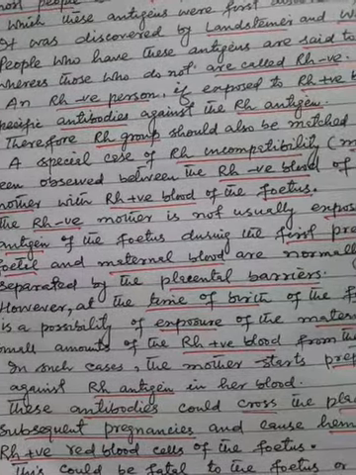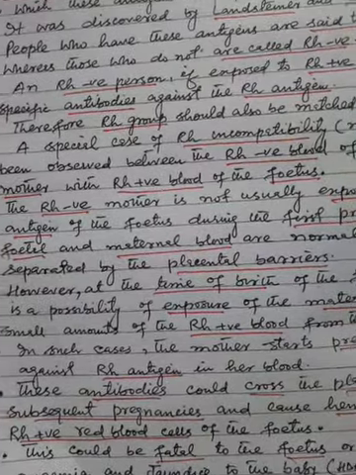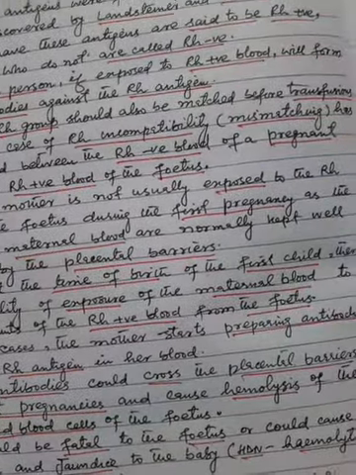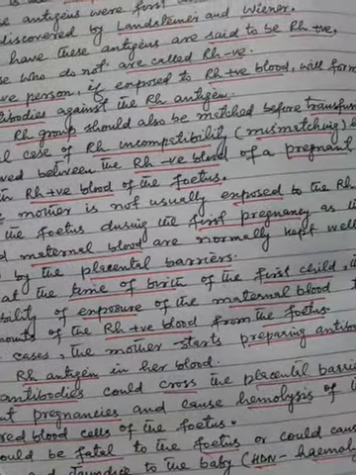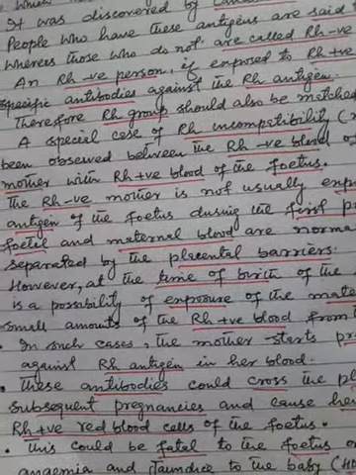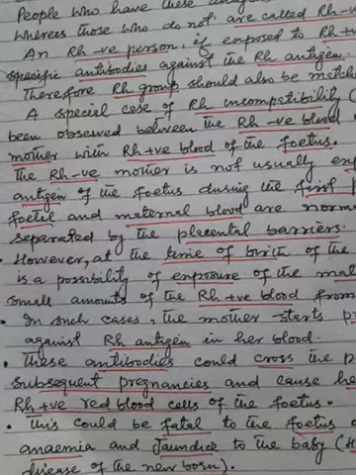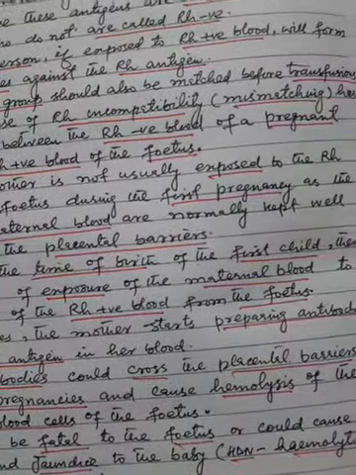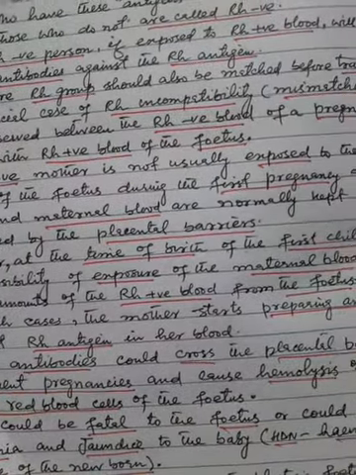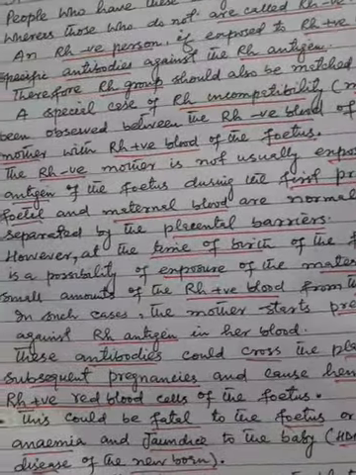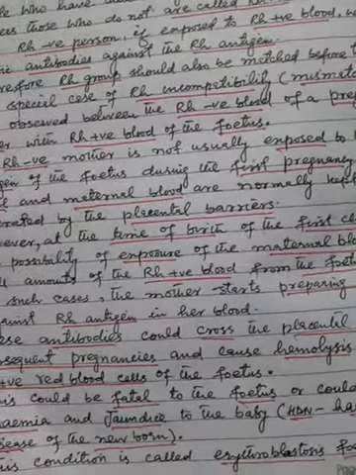The Rh negative mother is not usually exposed to the Rh antigen of the fetus during the first pregnancy, as the fetal and maternal blood are normally kept well separated by the placental barriers. However, at the time of birth of the first child, there is a possibility of exposure of the maternal blood to small amounts of the Rh positive blood from the fetus.